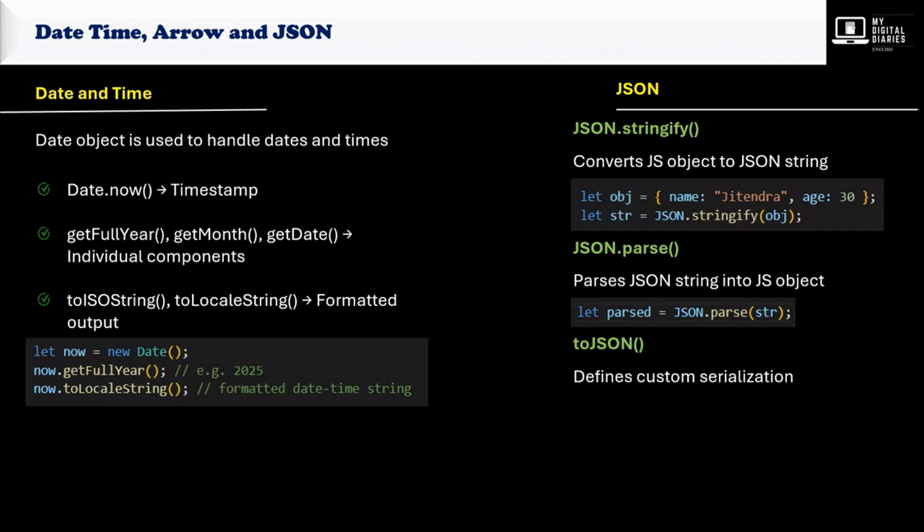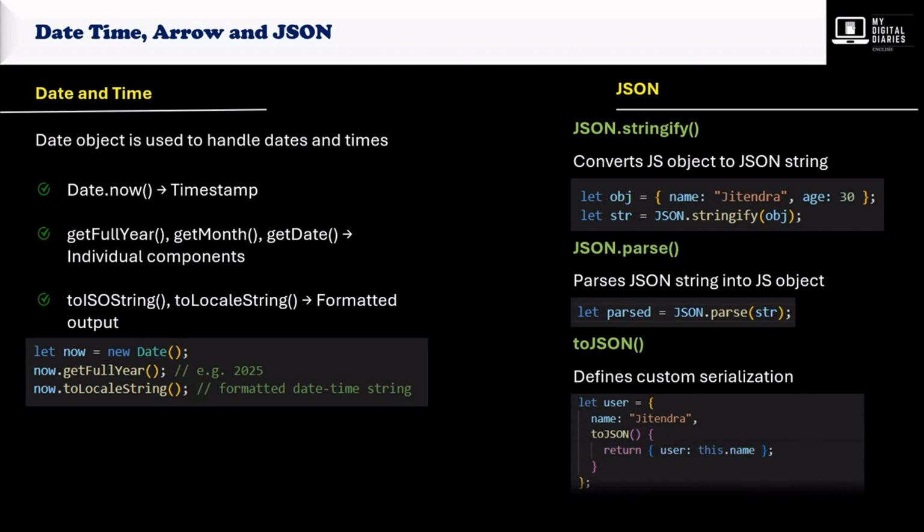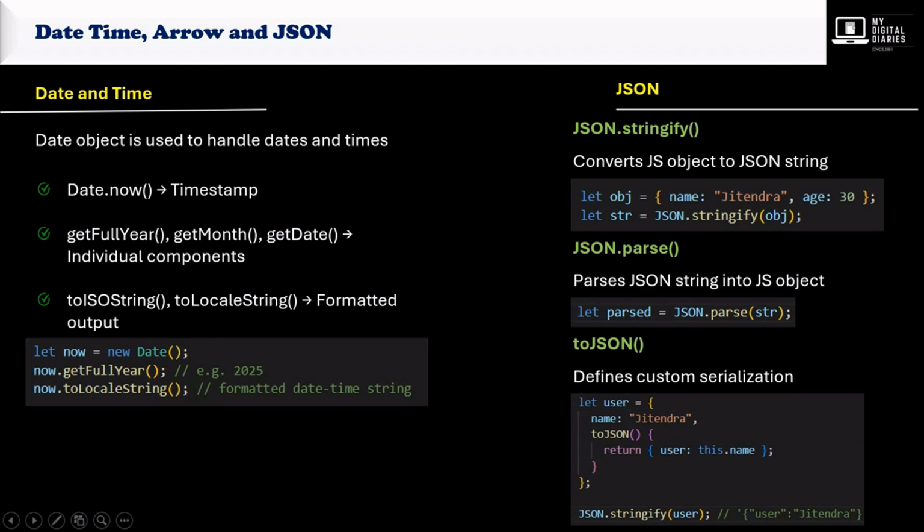Then we have toJSON. This method lets us define custom serialization. When we stringify this object, instead of returning the whole object, it only keeps the custom defined data. So if you see here how it is used, this is really powerful when you want control over how objects are converted into JSON. So for that purpose you can use toJSON.